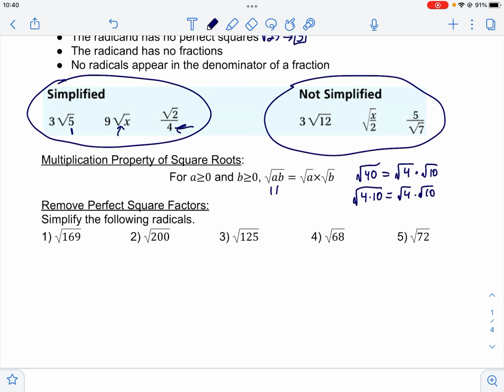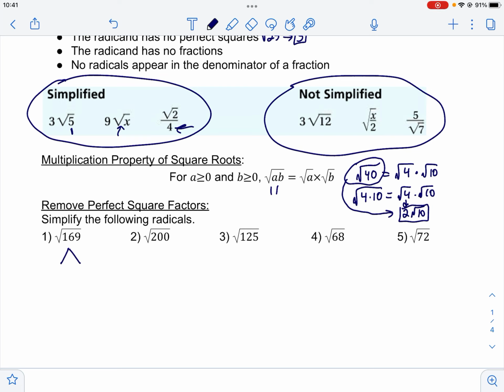In my example right here, the square root of 4 is the same thing as 2. The square root of 10, we can't really simplify that anymore. It's not a perfect square. But this would be the same thing as 2 times the square root of 10. So that's what we'll learn next, a way to simplify from a square root that doesn't have anything outside of the radicand to a number in the front.